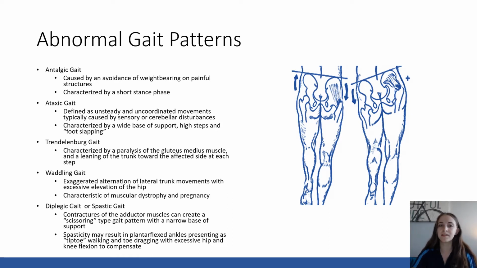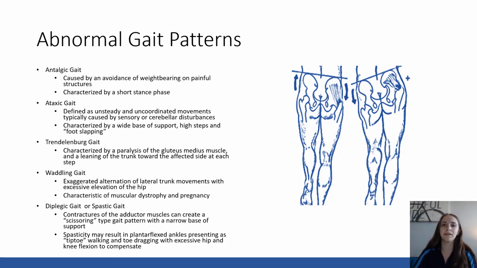So first is antalgic gait, and it's the avoidance of weight bearing on painful structures, and it's normally characterized by a short stance phase. We can have an ataxic gait, which could be caused by cerebellar disturbances, but it's normally characterized by a wide base of support, high steps, and a foot slap. We also have a Trendelenburg gait, which is characterized by the paralysis or weakness of the glute med muscle, and it presents with a leaning of the trunk toward the affected side.